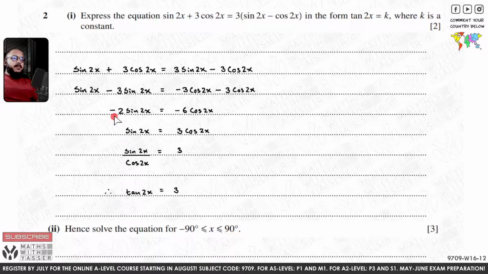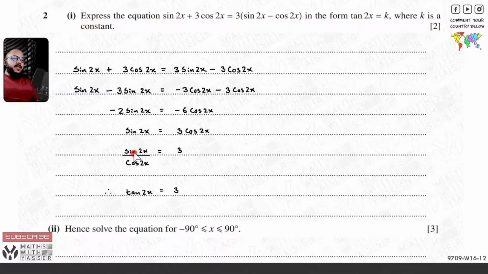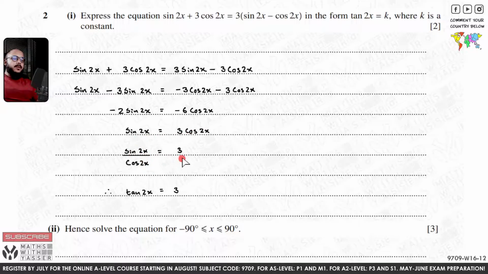So simplifying both sides by dividing both sides by negative 2, we get sin 2x is equal to positive 3 cos 2x. Now this becomes sin 2x over cos 2x is equal to 3. That means tan 2x is equal to 3. So we have just expressed this equation in the form of tan 2x equals k, where k is equal to 3.